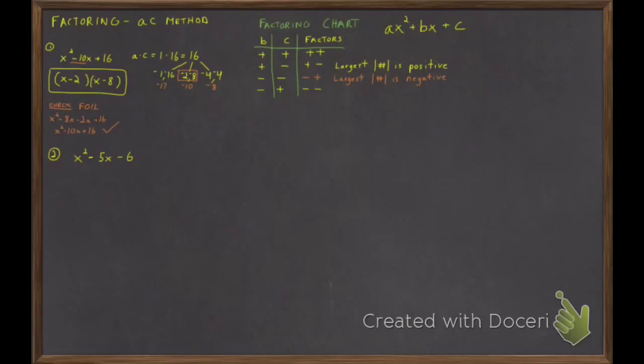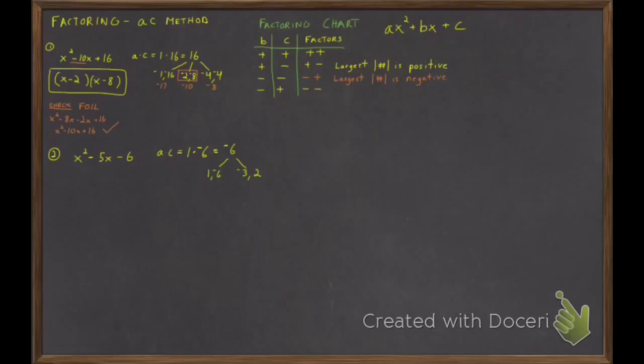So let's do the AC method, and then we could evaluate it. So a times c would be 1 times, what do we have, a negative 6, which equals negative 6. Now let's find our terms of negative 6. We have 1 and 6, and we have 3 and 2. But which one is positive and which one is negative? Well, according to our chart, the largest absolute value number is negative. So we can see that our largest number is 6, and our largest number here is 3. So they have to be negative.